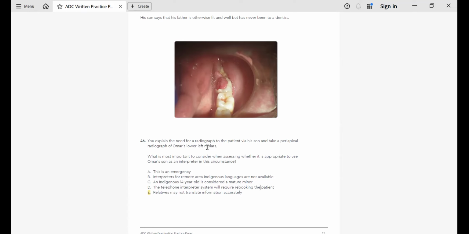A mature minor can become a translator, but that would change the statement of the question. Then the statement of the question would be, why do you consider his son to be used as an interpreter? Then you can select it if the question said 14-year-olds can be considered as mature minors. So it basically is the play of the question statement. All right.